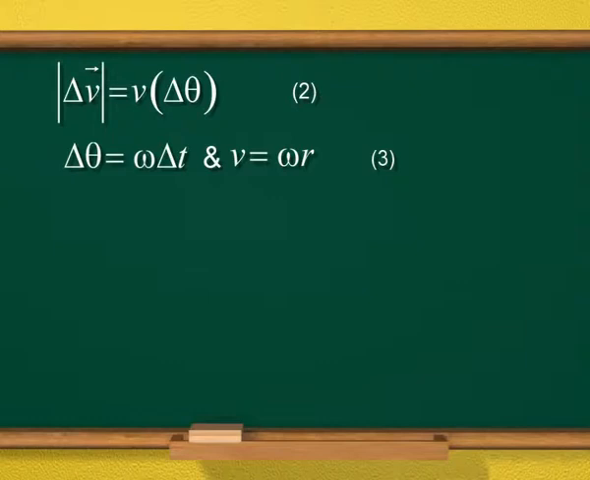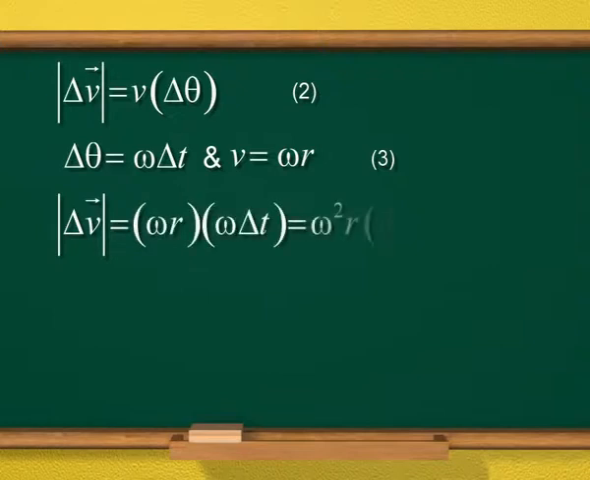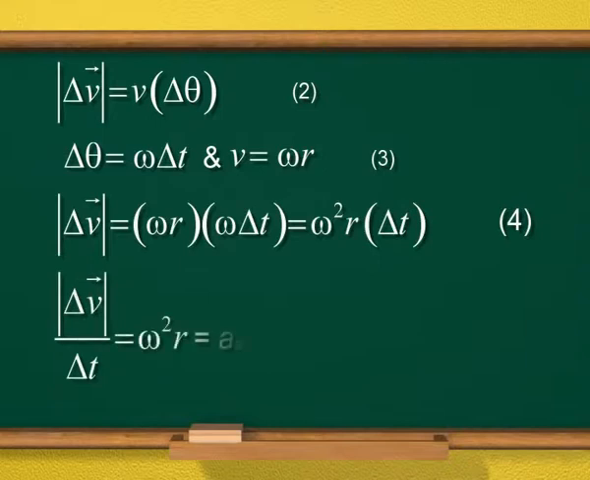Substituting the value of delta theta and velocity V from equation 3 in equation 2, we get modulus of delta vector V is equal to omega R into omega delta T, which is equal to omega square R into delta T, representing equation 4. On simplifying equation 4, we get modulus of delta vector V by delta T is equal to omega square R, which is equal to average acceleration A average, representing equation 5.